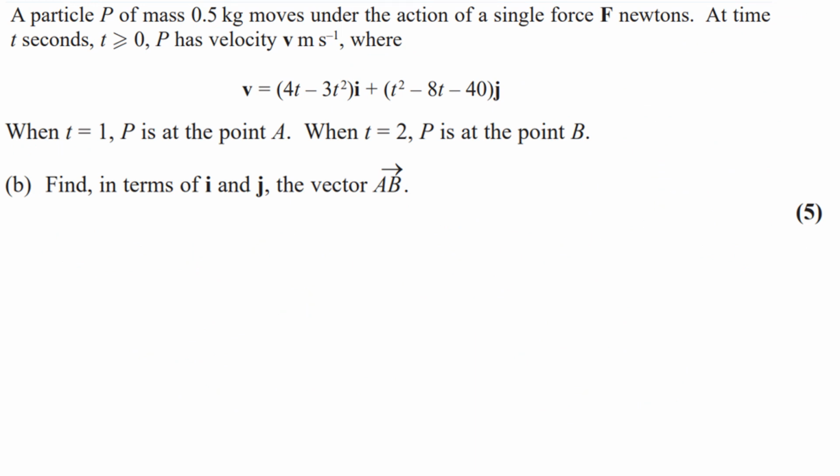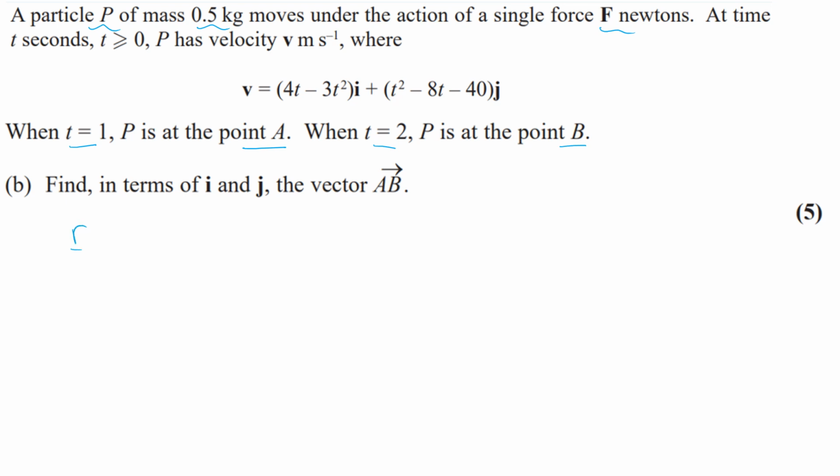This is part B of our variable acceleration question. Our particle P has mass 0.5, a single force F is acting on it, and we've got the velocity equation that we've just been working with. But then for part B, we're told that P is at point A when t is equal to 1, and when t is equal to 2, it is at point B. And we're being asked to find, in terms of i and j, the vector that's going to get us from A to B. So this is all about the position that P is at, and in order to find position, we now need to integrate.